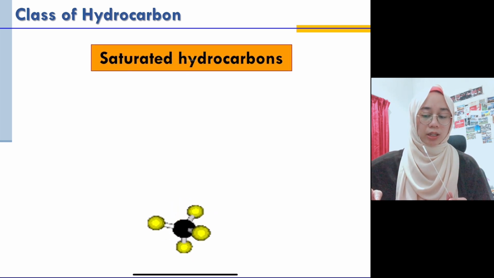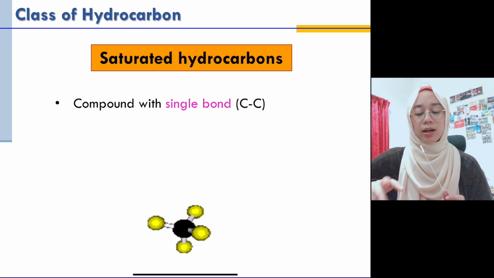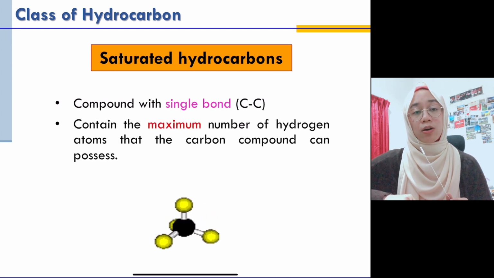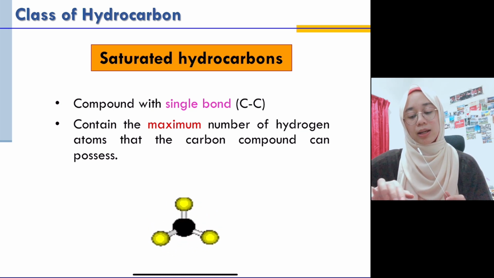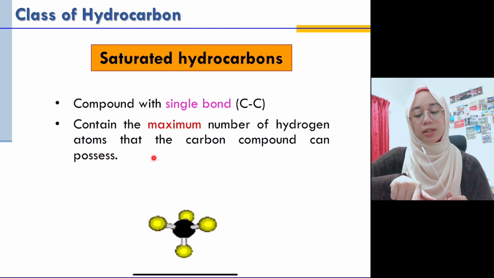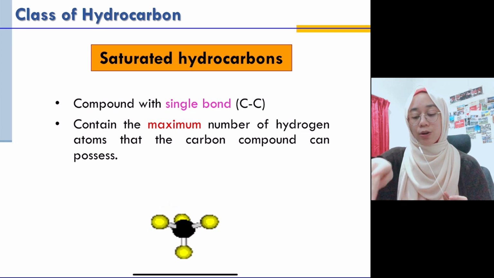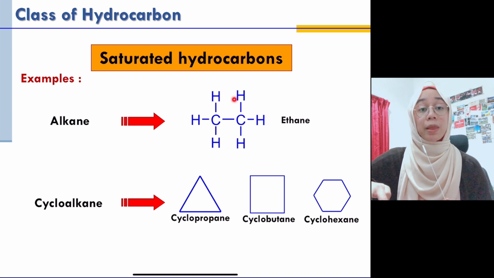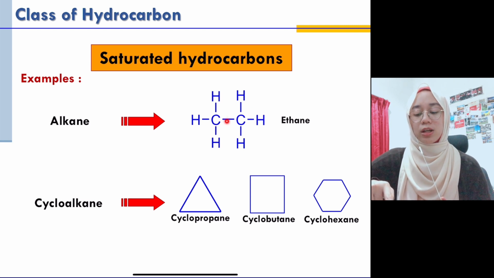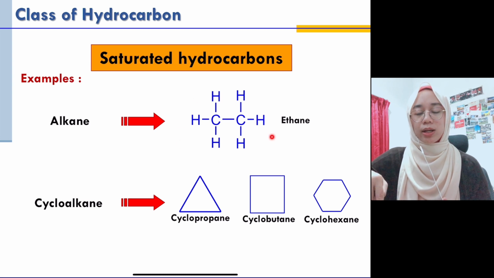So kalau kita tengok saturated hydrocarbons, meaning it consists of only single bond. Okay, and then in terms of the number of hydrogen, so saturated compound meaning it contains the maximum number of hydrogen atoms that the carbon compound can possess. Okay, so for example kalau alkane ni, alkane maximum number of hydrogen yang dia boleh isi adalah sampai 6. Okay, 6 adalah paling banyak because it only consists of the single bond. Semua ni single bond je. So paling banyak hydrogen yang alkane boleh consist adalah 6.